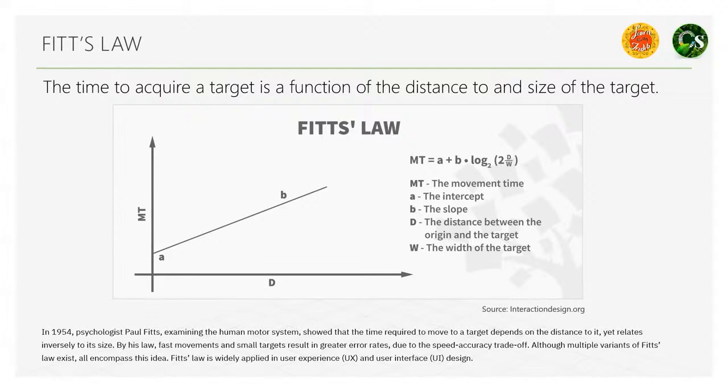W is the width of the target. Hence, Fitts's law is mathematically represented as MT, the movement time, is equal to a plus b, where a is the intercept and b is the slope of this curve, into log to the base 2 of 2D by W, where D is the distance and W is the width of the target. So it is a function of the distance and the width of the target.